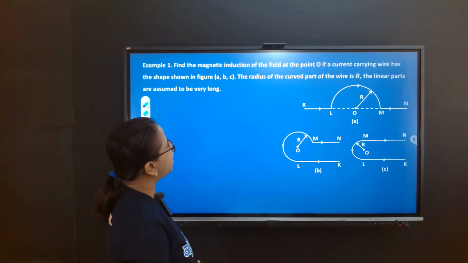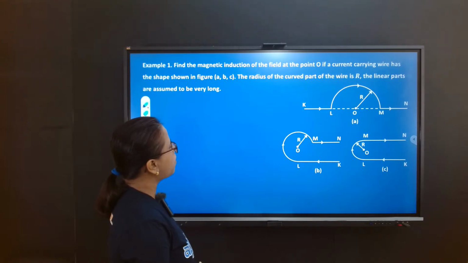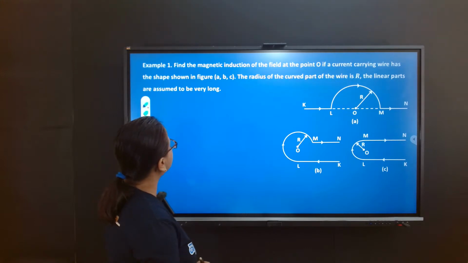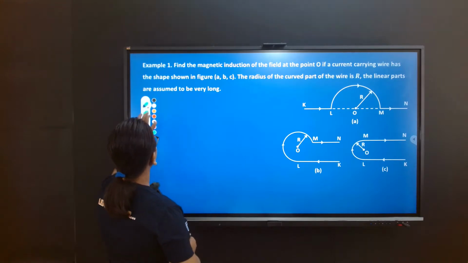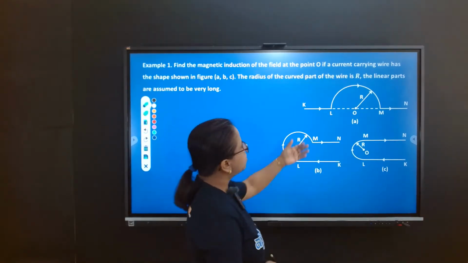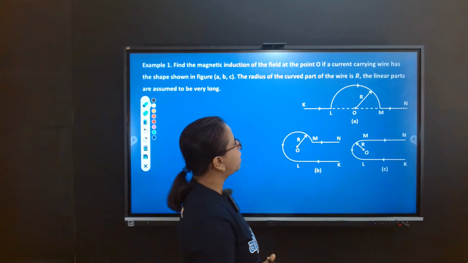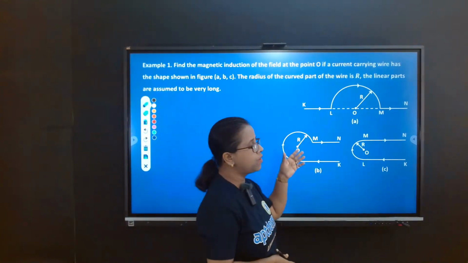Find the magnetic induction of the field at the point O if a current carrying wire has the shape as shown in figures A, B and C. The radius of the curved part of the wire is capital R. The linear parts are assumed to be very long. Now, as you can see, there are three different figures. Each of these figures have straight conductors in the form of KL and MN, and there is a curved portion in each of these figures.